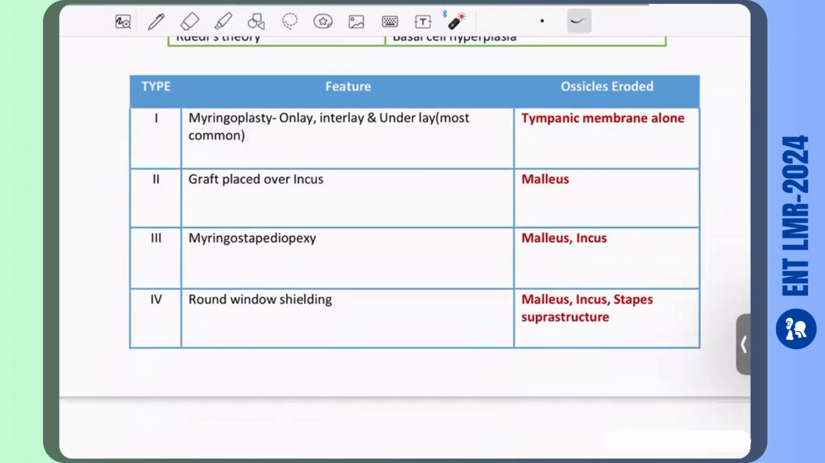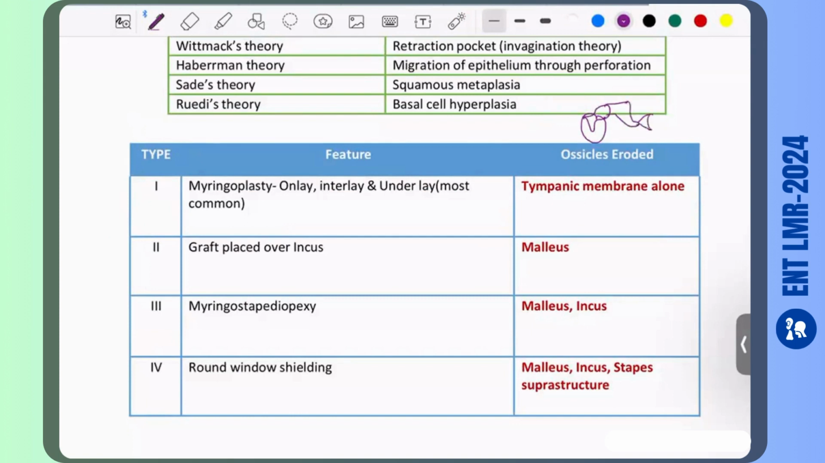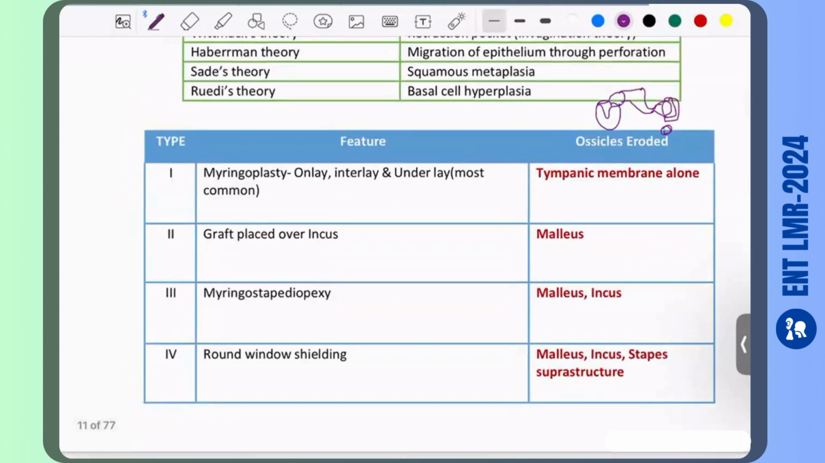So we have a few types of tympanoplasties and we'll sort them out one by one. The first one is myringoplasty. The tympanic membrane alone is gone, and we are reconstructing the tympanic membrane alone. This is the tympanic membrane. This is the malleus. This is the incus. This is the stapes suprastructure. Stapes footplate. This is the round window. This is the oval window. So if only the tympanic membrane is eroded and we reconstruct it, it is called myringoplasty, type 1 tympanoplasty.